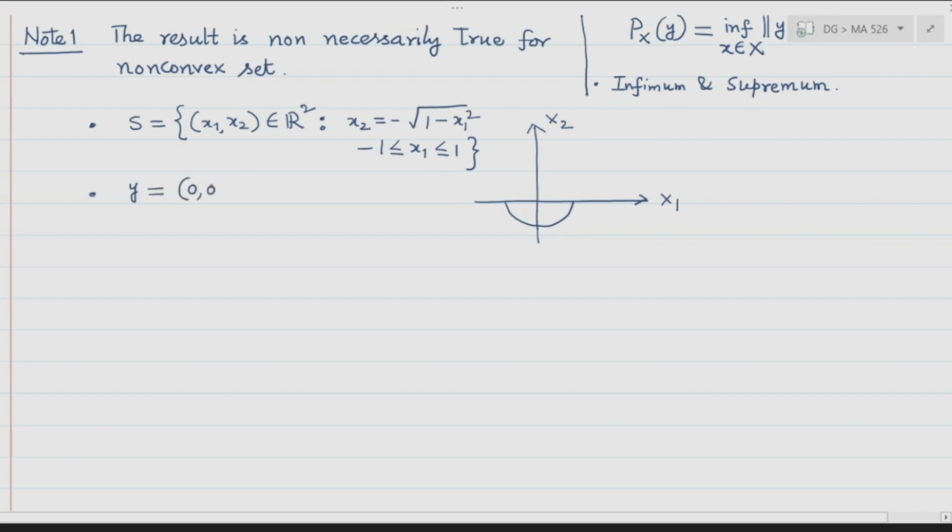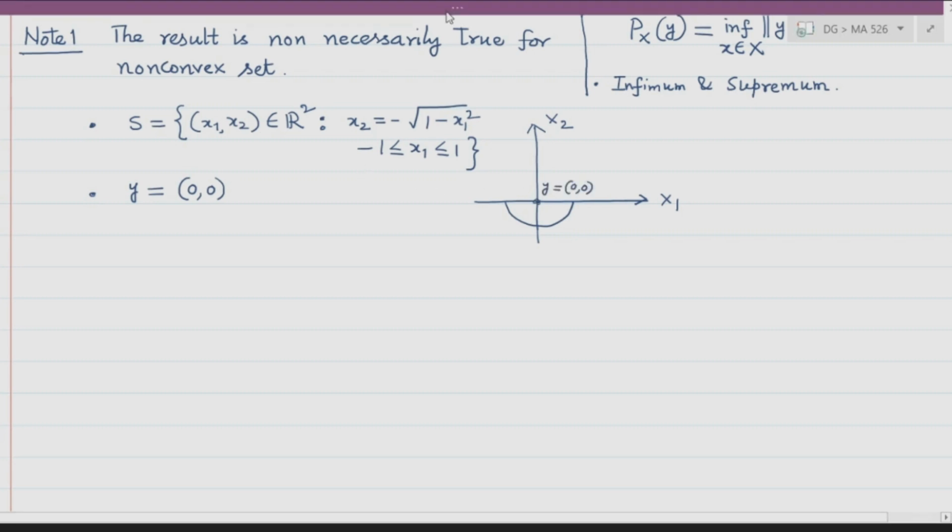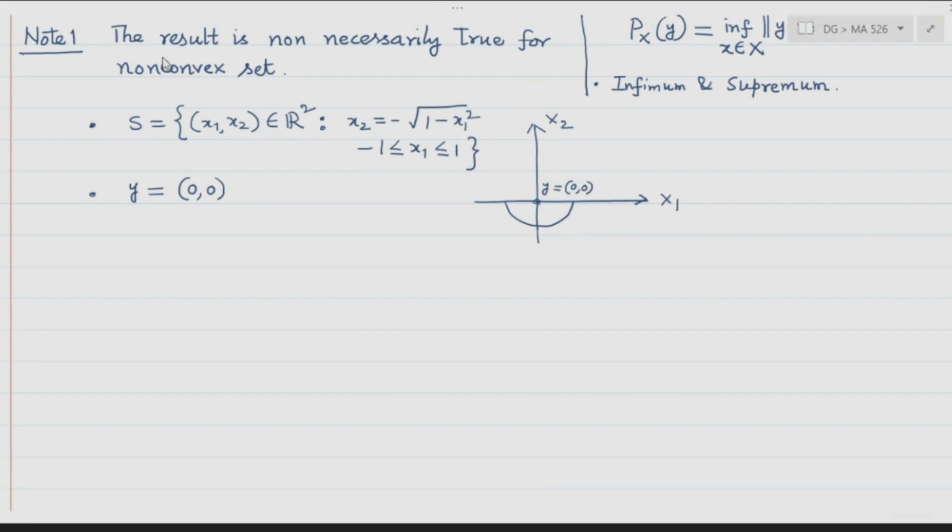I consider the origin. This is my element y. Y is the origin of the R2 plane, and here you note that the minimizing distance from y to the set is not only one point. There are all the points, in fact all the points in the set S, whatsoever point you consider, all are minimizing, and therefore the result that I have mentioned just now, the projection theorem, is not valid for a non-convex set. Fine.